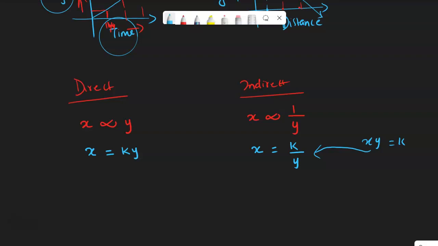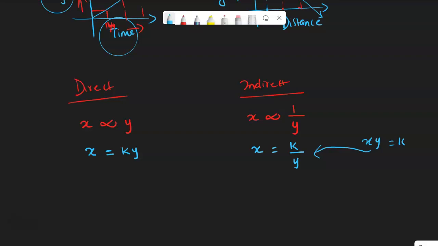That's actually a tip, not a systematically proven method, but it's a tip. If x and y are on both sides of the equal sign, and one is multiplied with a variable, multiplied with a constant, then it's a direct variation. x and y multiplied together equal to a constant is indirect variation, or x equal to the constant over the other variable also represents indirect variation.